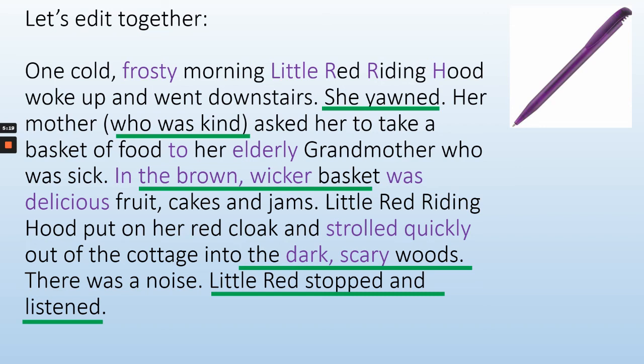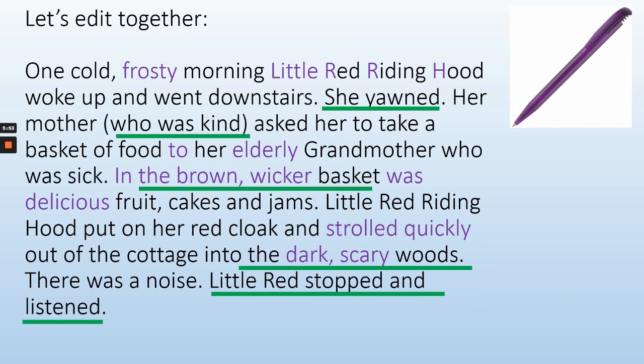In the brown wicker basket, I have my expanded noun phrase. Determiner the, adjectives brown and wicker, and basket is the noun. Was delicious fruit. Adding more description in there. Little Red Riding Hood put on her red cloak and strolled quickly. Instead of just walked or left the cottage, she strolled quickly. How did she stroll? Quickly, getting that adverb in there. Into the dark, scary woods. Another expanded noun phrase. There was a noise. Little Red stopped and listened. Another simple sentence has been added.